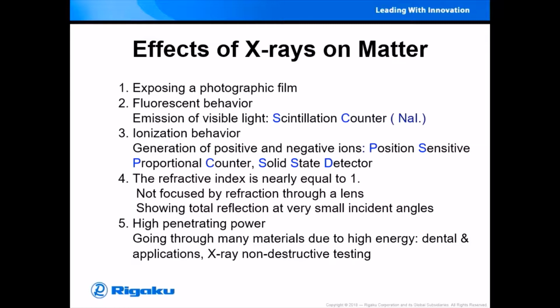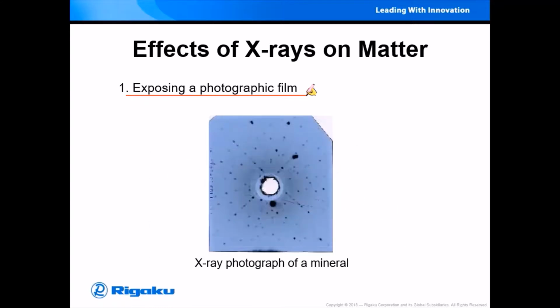X-rays interact with matter and show some properties. I explain 5 properties from the interactions of X-rays with matter. X-rays expose photographic films. You have seen X-ray photographs, for example in your medical checks. This is an X-ray photograph of a mineral sample.